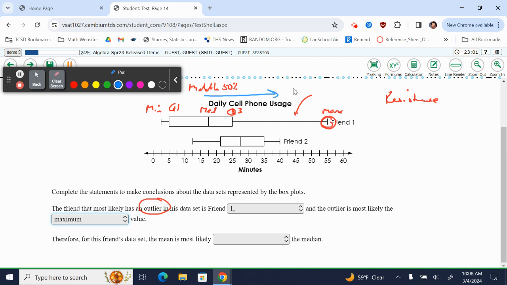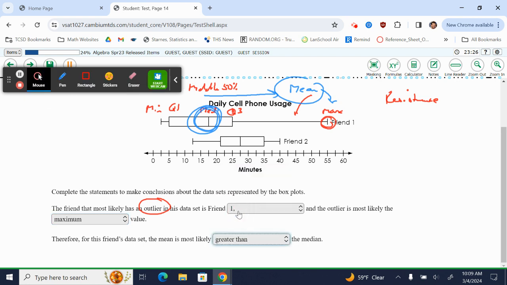So the idea is that the mean would be dragged towards this outlier, but the median would stay put near the middle 50% where most of the data is. In this case, because friend 1 has that high outlier, the mean is probably going to be greater than the median. That's a little higher-level thing to think about, but just think about how outliers drag the mean towards them. That's the idea that the mean is not resistant to outliers.